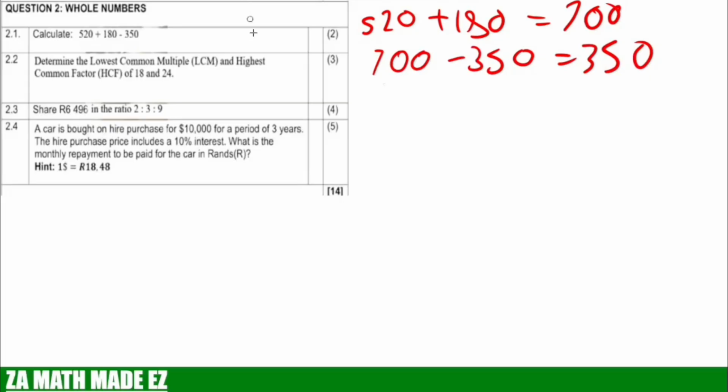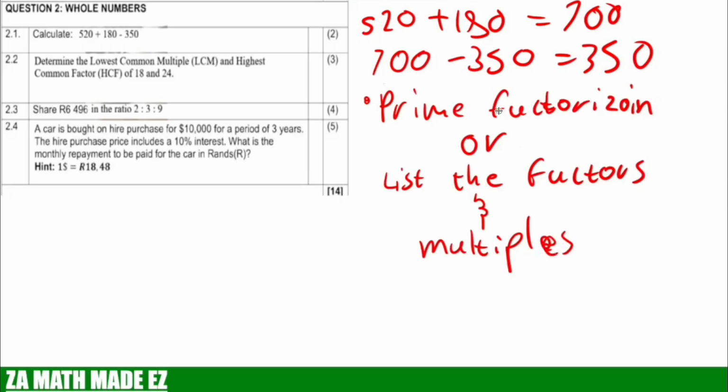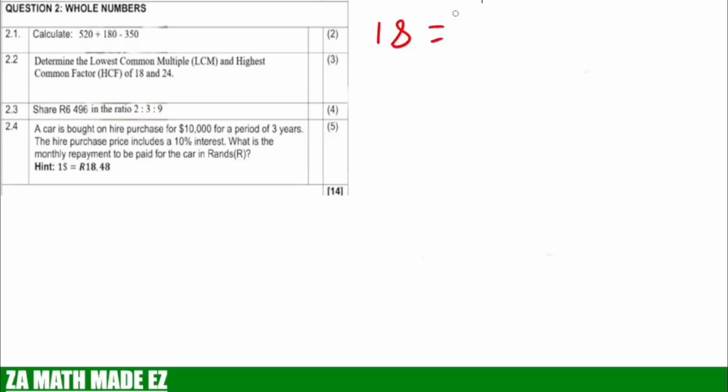Okay, now next, define the lowest common multiple and highest common factor of 18 and 24. So what you can do is prime factorization, or you can list the factors and multiples. This method of listing can take a long time, and only works for smaller numbers. So what I'm going to do is prime factorization. The prime factorization of 18 is equal to 2 times 3 squared. And the prime factorization of 24 is equal to 2 to the power 3 times 3.